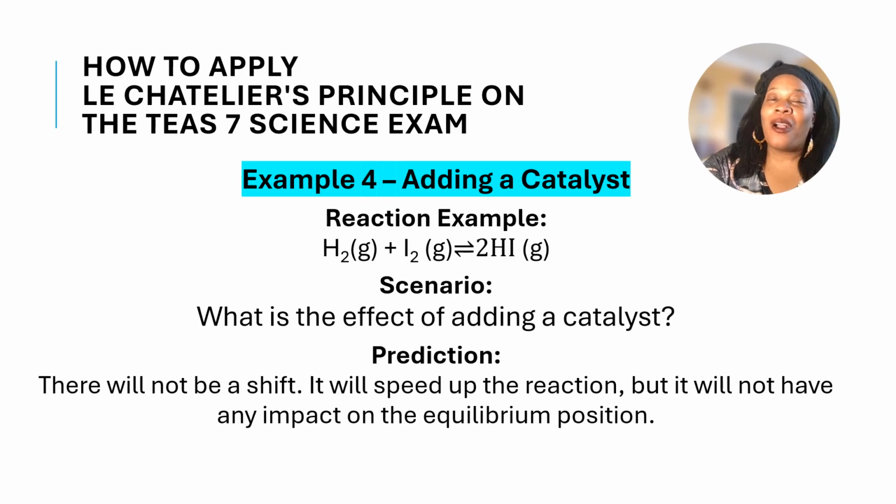Example number 4, adding a catalyst. Here's your reaction example. You have hydrogen plus iodine producing hydroiodic acid. Here's your scenario. What is the effect of adding a catalyst? We talked about this before. Remember, there will not be a shift. It will speed up the reaction, but it will not have any impact on the equilibrium position.